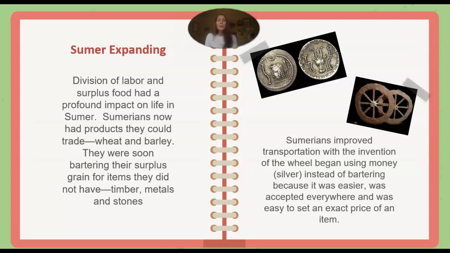And then as Sumerians expanded, Sumerians improved transportation with the invention of the wheel, and they began using money, silver, instead of bartering because it was easier. It was accepted everywhere, and it was easy to set an exact price of an item.